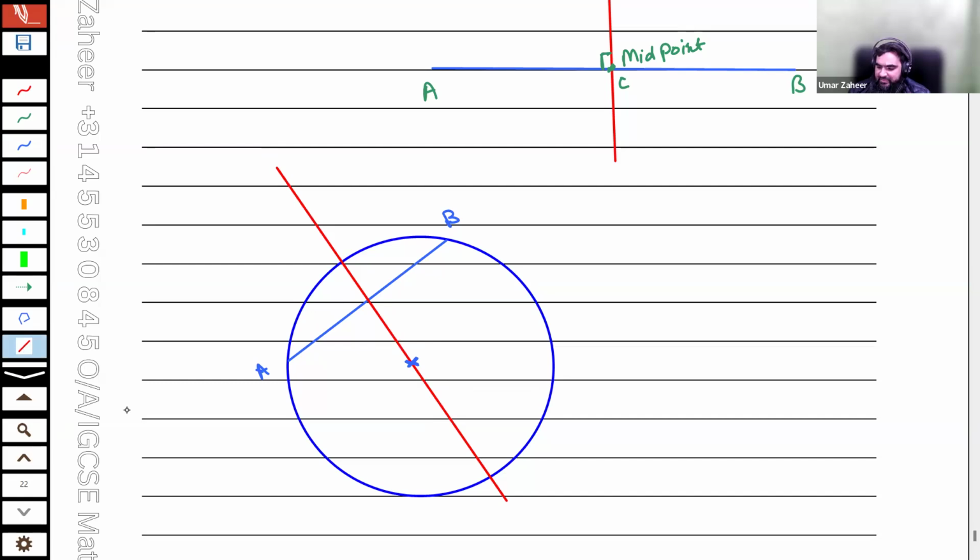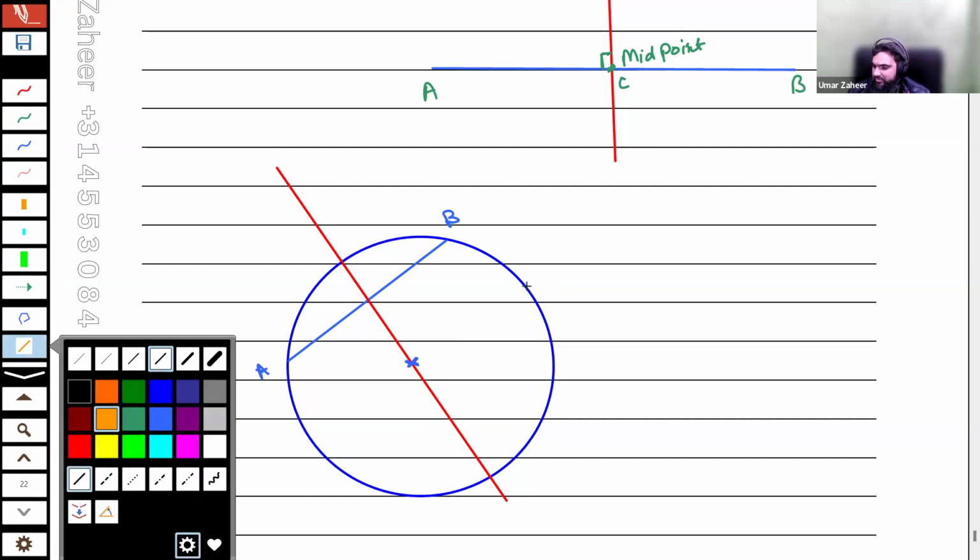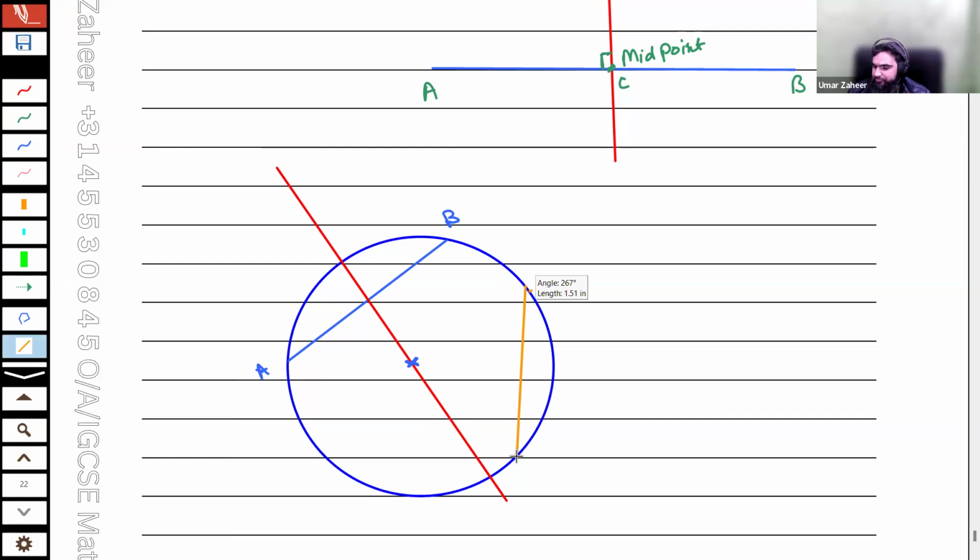For example, if you have any other chord, let's say this is the chord, and you draw the perpendicular bisector on it, always remember, it always passes through the center as well. It doesn't matter how long the chord is, what type of chord it is. The chord can be anywhere on the circle. If you draw the perpendicular bisector on it, that always passes through the center of a circle.